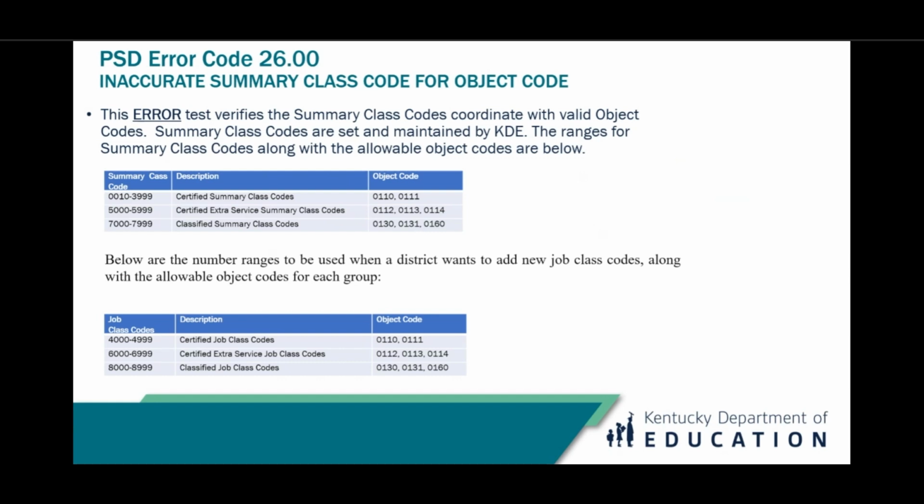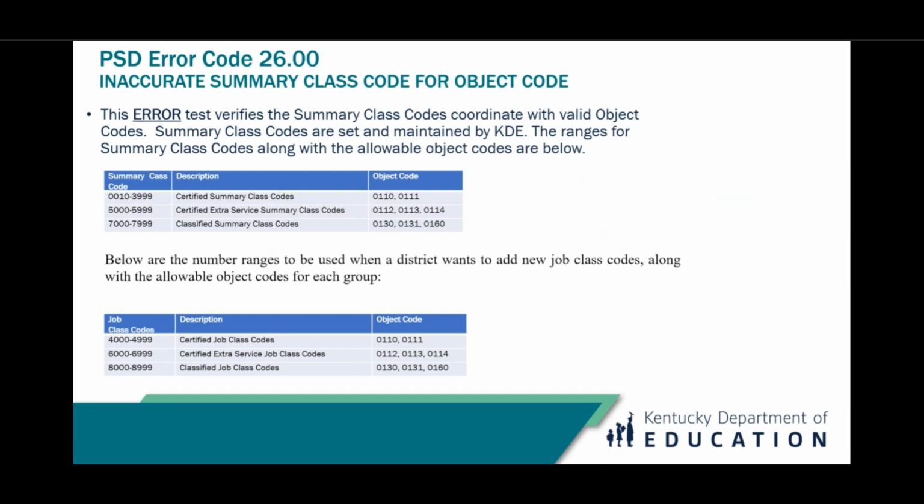Summary class codes are set and maintained by KDE. The ranges for summary class codes along with allowable object codes are below, and you see the summary class code fields and their descriptions and what object codes go with what, as in 0010 to 3999 would require object codes 0110 or 0111. And below are the number ranges to be used when a district wants to add new job class codes along with the allowable object codes for each group.